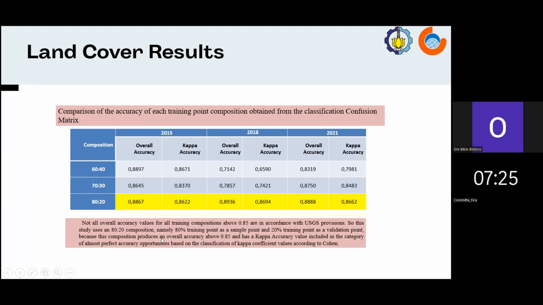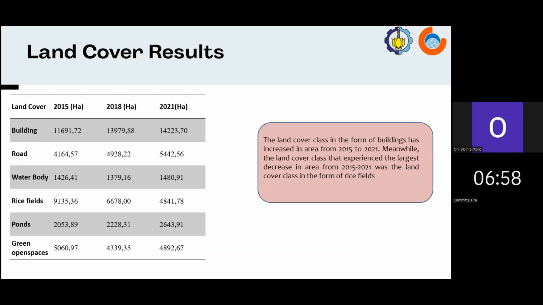So this study used an 80 to 20 composition, namely 80% training points as sample points and 20% as validation points. Because this composition produces an overall accuracy above 0.85 and has a kappa accuracy value included in the category of almost perfect accuracy, based on the classification of kappa coefficient value according to Cohen.